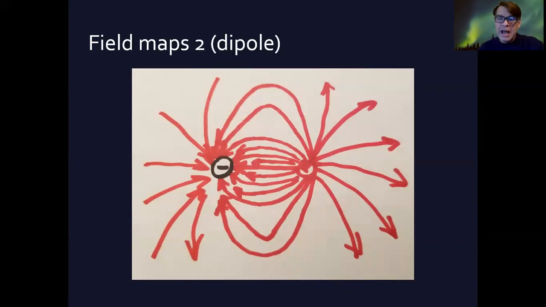But if you have a dipole, again, I'm sorry, this is a horrible drawing. It looks like a frog or something. It's a Star Wars character.